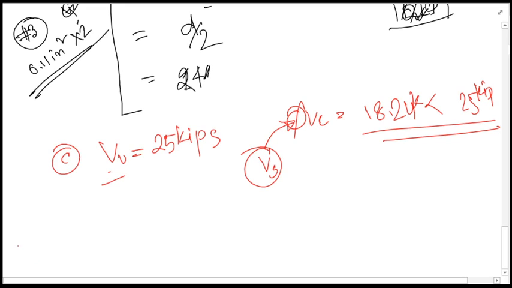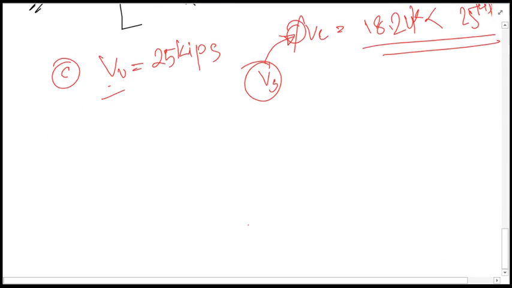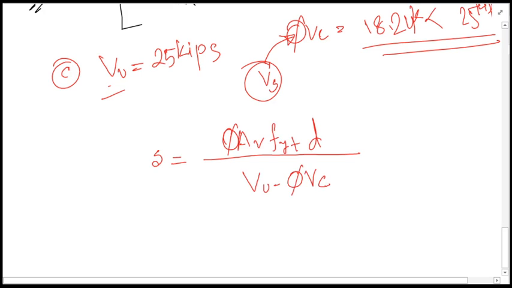We will have to use the formula here. The required spacing will be equal to phi Av fyt multiplied by d divided by Vu minus phi Vc, and this is nothing but the Vs actually.